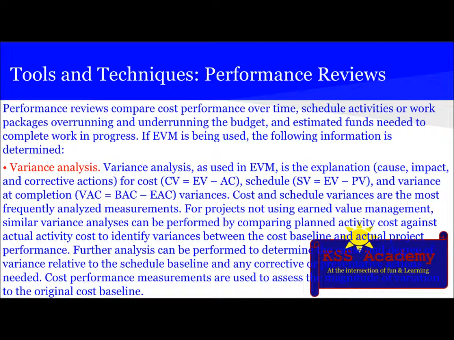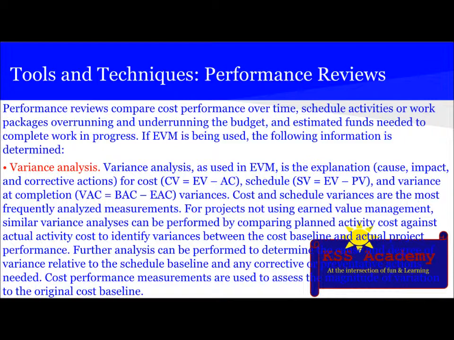Performance reviews is the next technique. The performance reviews compare cost performance over time, schedule activities or work packages overrunning and underrunning the budget, and estimated funds needed to complete work in progress. If earned value management is being used, the following information is determined. The first thing is variance analysis. Variance analysis, as used in EVM, is the explanation, cause, impact, and corrective action for cost.